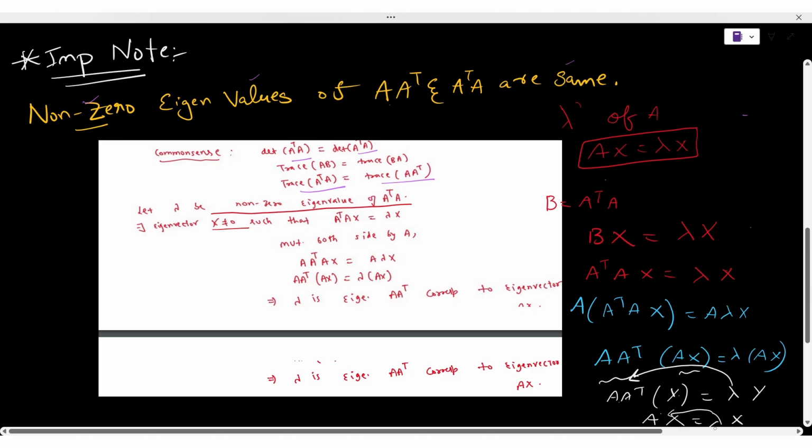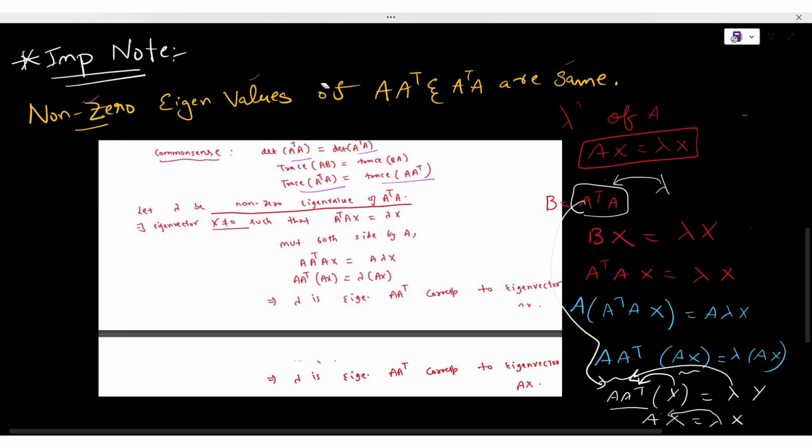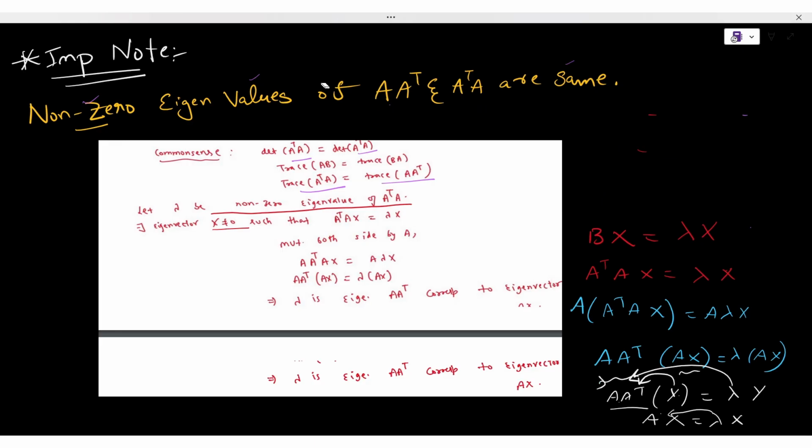Initially we considered A transpose into A. Finally we got A into A transpose. Initially we considered lambda as an eigenvalue for A transpose into A. Finally we got lambda as an eigenvalue of A into A transpose. This says that non-zero eigenvalues of A into A transpose and A transpose into A are always same. So this property is very important. If you want to refer the proof, you can refer from this one.